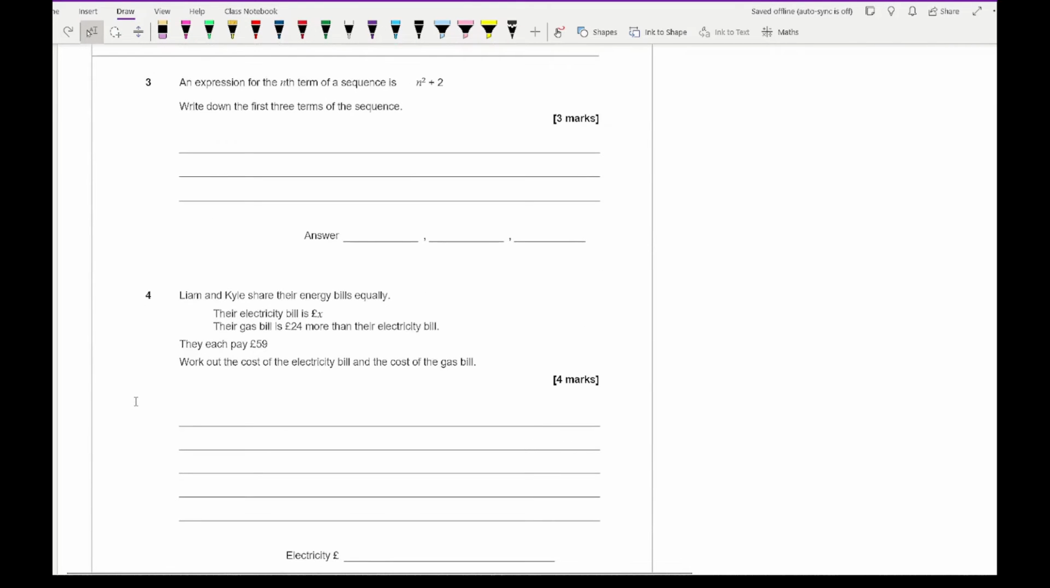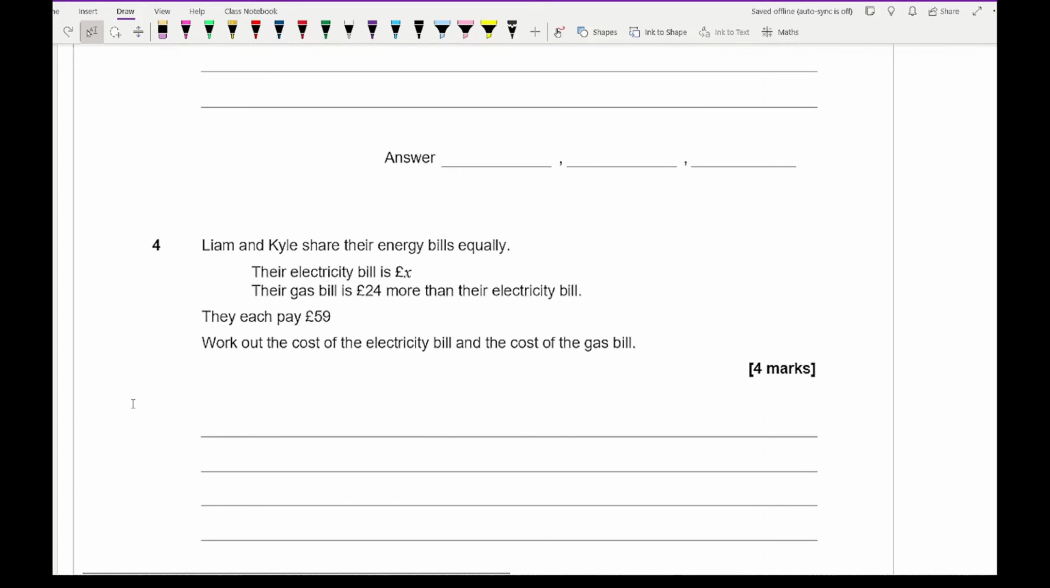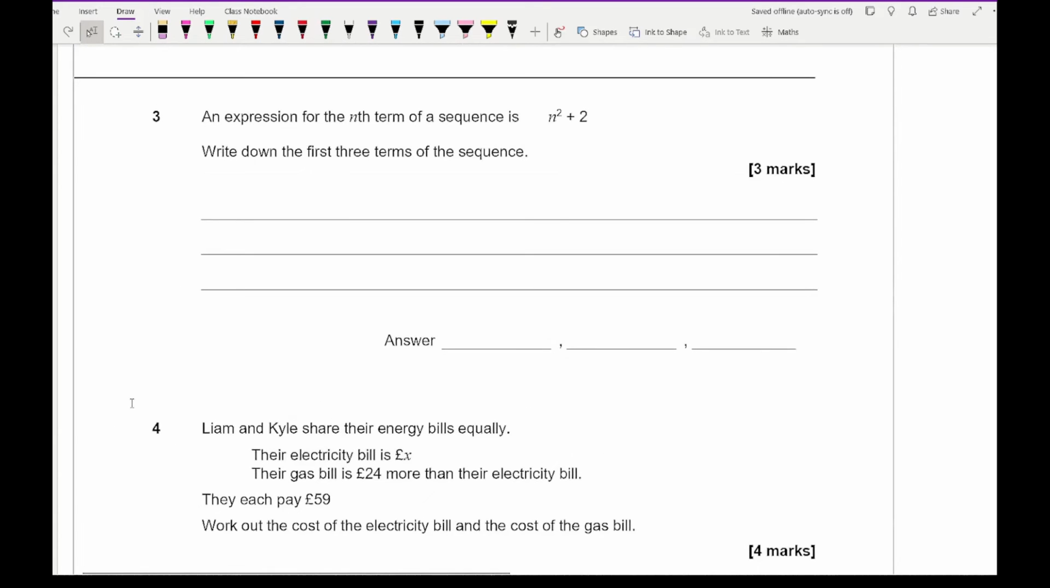Moving on to question 3, and let me just zoom in a little bit so we can see that better. It says that an expression for the nth term of a sequence is n squared plus 2. Write down the first 3 terms of the sequence. So the first term is when n equals 1. So when n equals 1, we've got 1 squared plus 2, which is 3.